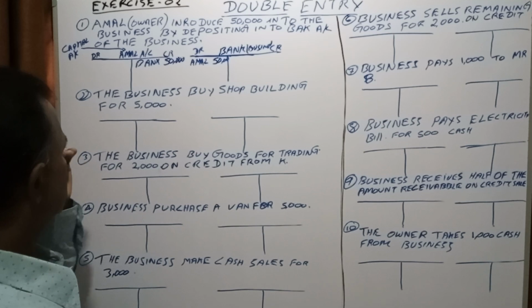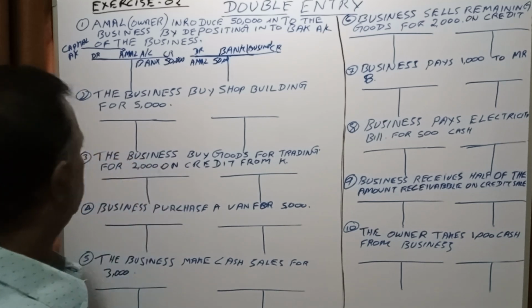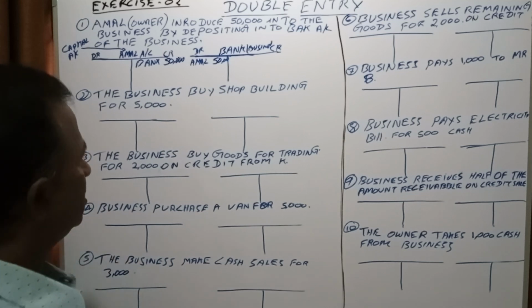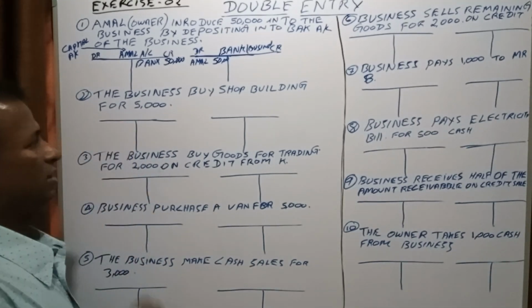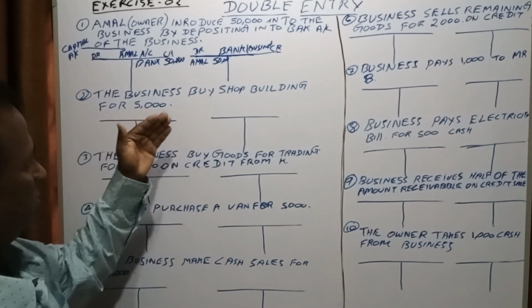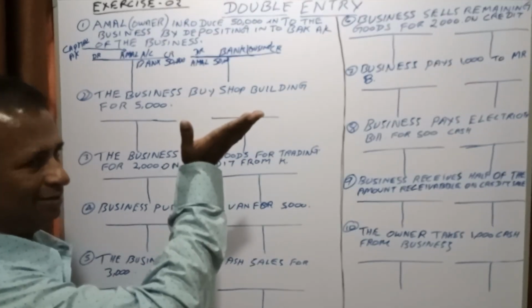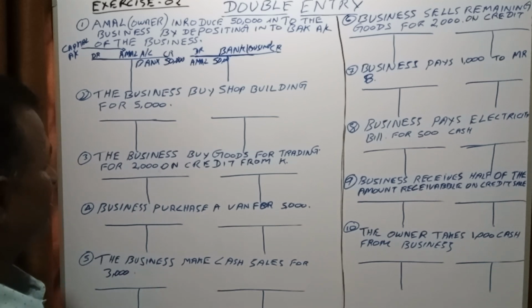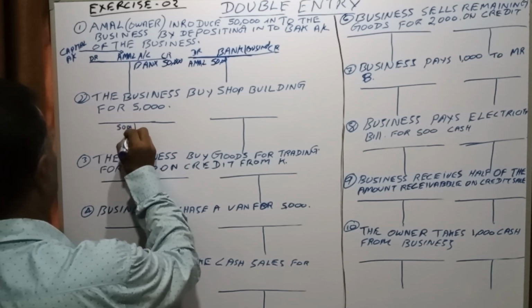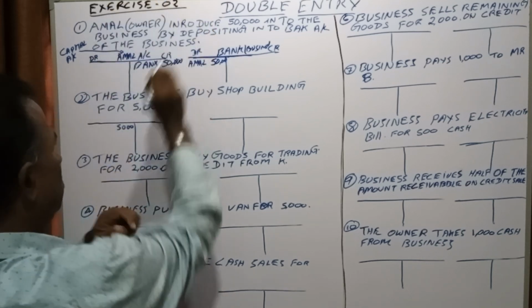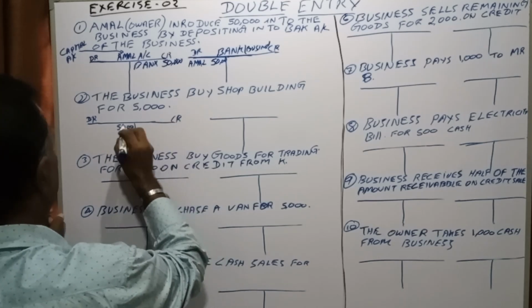The second adjustment says the business bought a shop building for 5,000. What are the two accounts affected? For this transaction there will definitely be a debit and a credit. The shop building is an asset. So when you are purchasing the shop building, there is an increase in the assets. If there is an increase in the assets, it has to be debited. 5,000 debited. This is called building account. Here we will have dr and here you will have a cr.